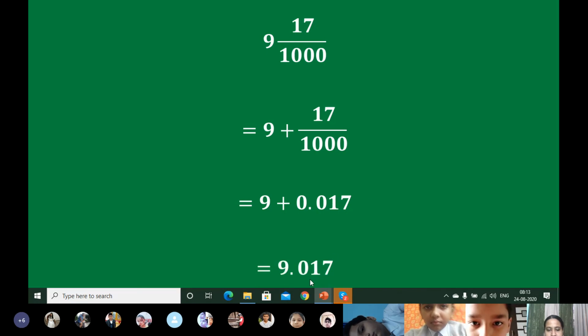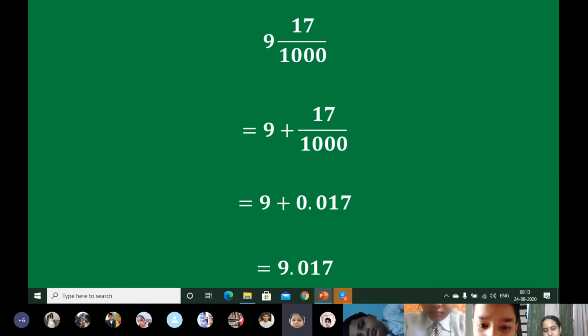And the number became 9.017. Any confusion for the mixed fractions if they are having 10, 100 or 1000 as their base? No, ma'am. So let's move ahead now.